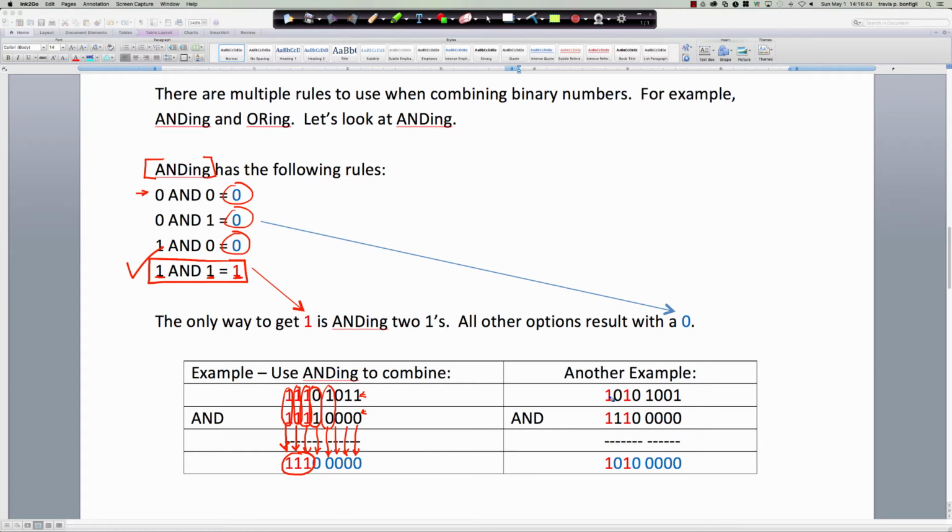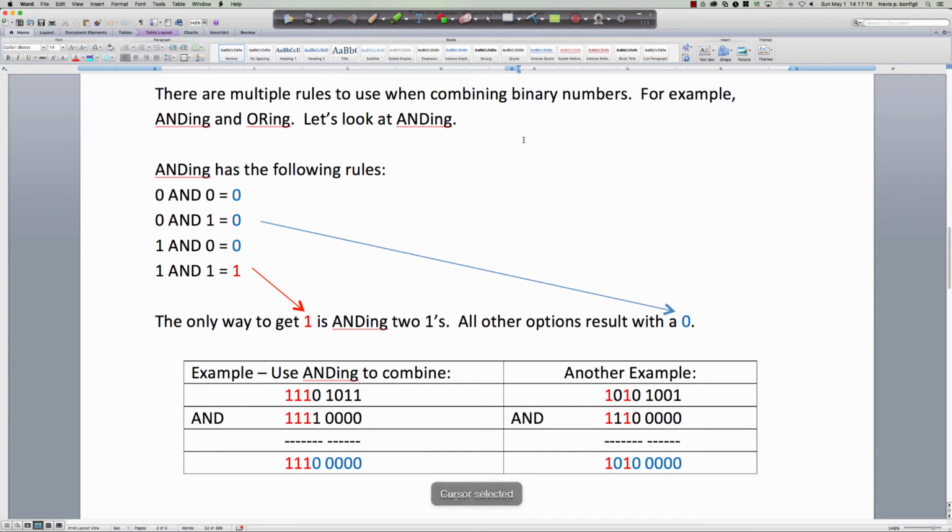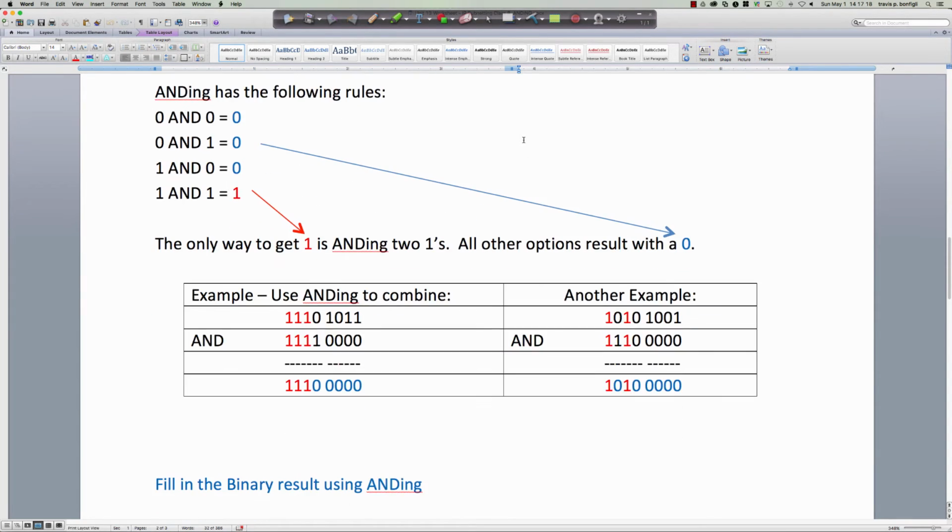So here's another example. 1 and 1 gives us a 1. 0 and 1 is a 0. 1 and 1 is a 1. And if it's not 1 and 1, if you look down the rest of the way here, they're all zeros, okay? And that's when we're talking about ANDing. The only way to get the value of 1 is if you're ANDing two ones. In other words, if it's not 1 and 1, it's not going to be a 1. It's going to be a 0.